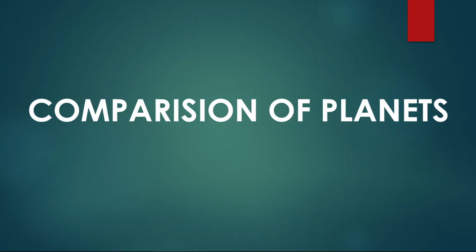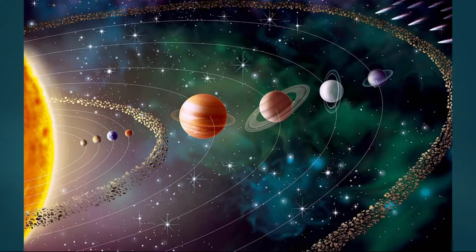Hello friends, today we are going to learn about comparison of planets. So let's start. Here you can find all of the planets. This is Mercury, this is Venus, this is our planet Earth, this is Mars, this is Jupiter, this is Saturn, this is Uranus, and this is Neptune. And these are the blocks of asteroids here and here.